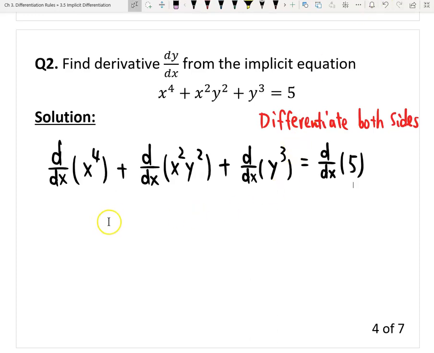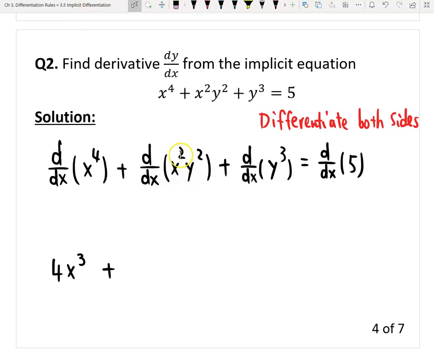Okay, so then what do we do? One by one, term by term. The first is the power. Of course, what do we get? It should be 4 times x raised to the third power, right? Good. How about the second term?